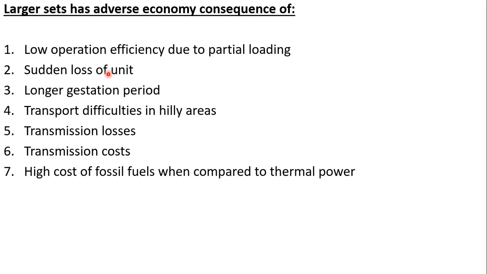In small-scale hydroelectric plants, if you lose one unit, we do not have any supplementary unit for it. If there is any problem, we can suddenly lose the unit without any alarms. And third one is longer gestation period. So we can expect longer gestation periods here. And fourth one is transport difficulties in the hilly areas. While constructing in the hilly areas, there will be a transportation problem and transmission losses from the hilly areas to the downside areas, and transmission cost will also be more.